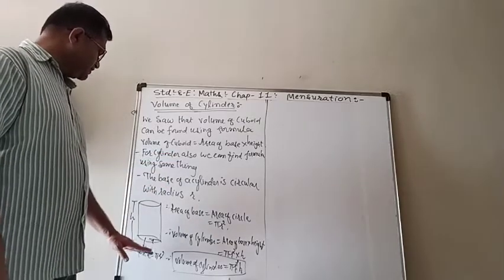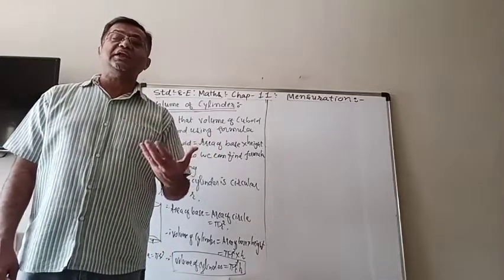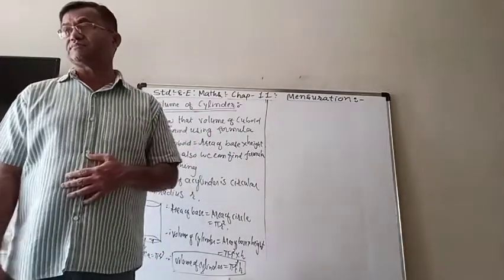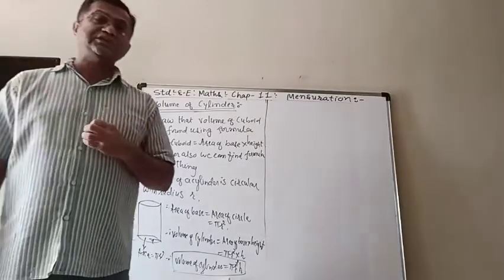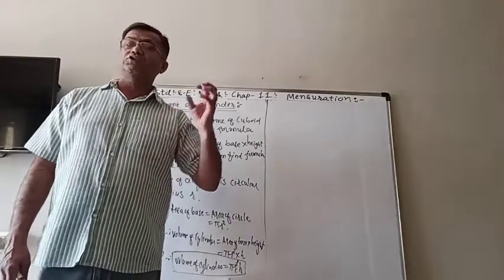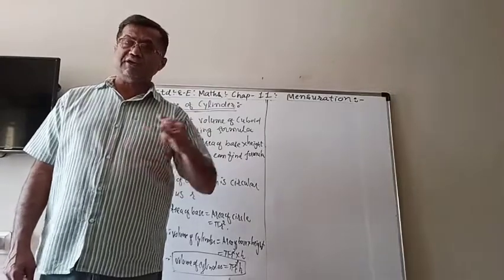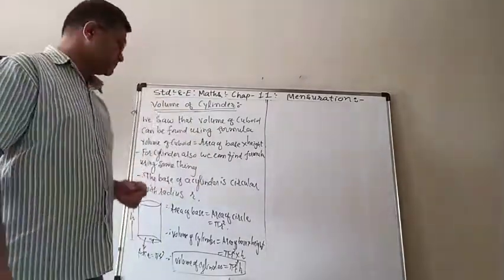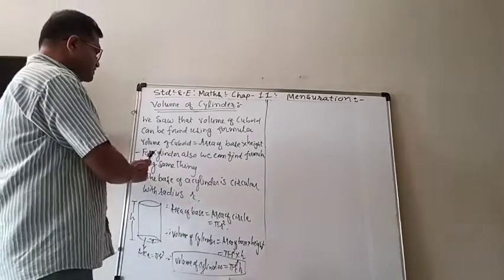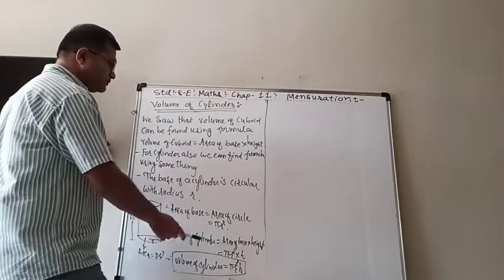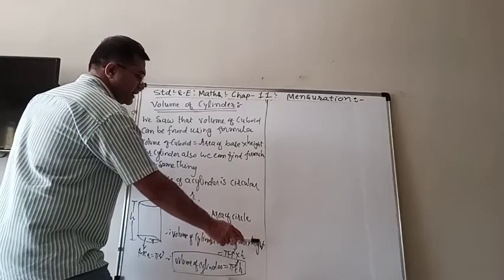We know that a cylinder has a circular base, meaning there is a circle at the base. If the radius of the circle is r, then the formula to find the area of the circle is pi r square, where r is the radius of the circle, and the height is h. So using the same formula, volume of cylinder is equal to area of base multiplied by height.